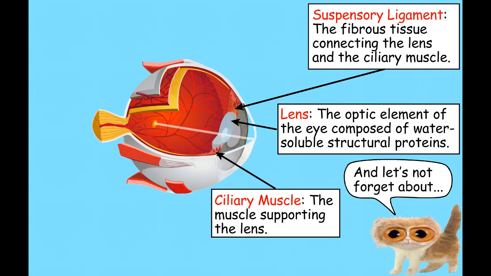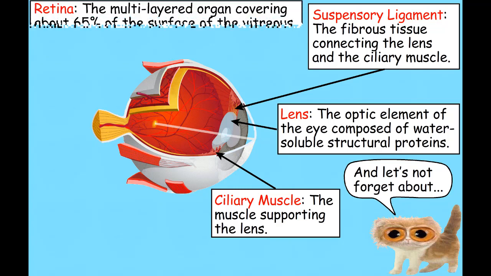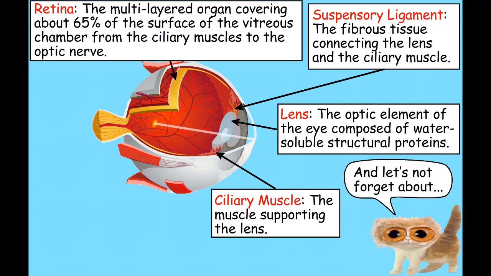Those ciliary muscles are connected to the body of the eye by the suspensory ligaments, the fibrous tissue that connects the lens and the ciliary muscles. The retina is the multi-layered organ that covers about 65% of the surface of the vitreous chamber. So this area around in here. It runs roughly from the ciliary muscles to the optic nerve.